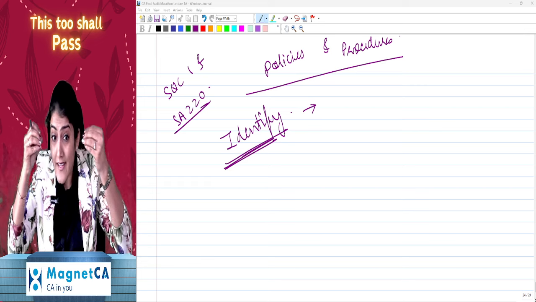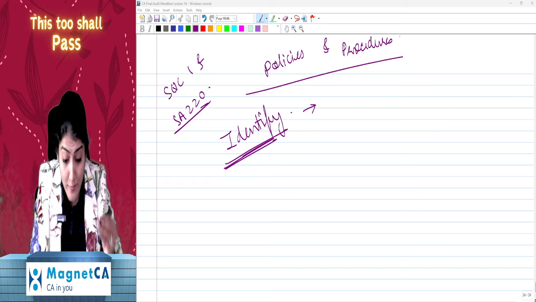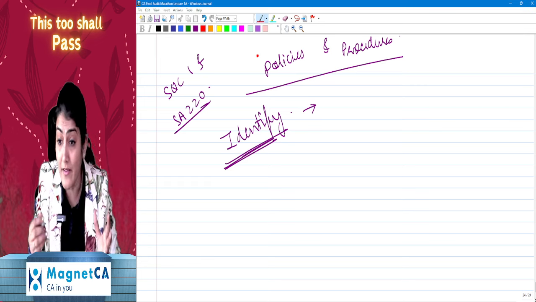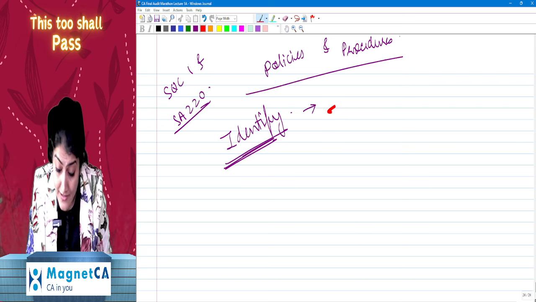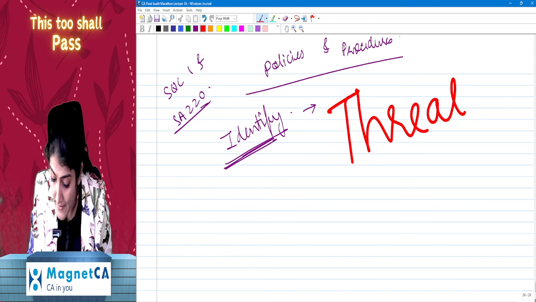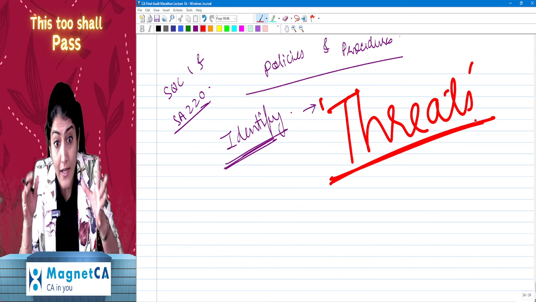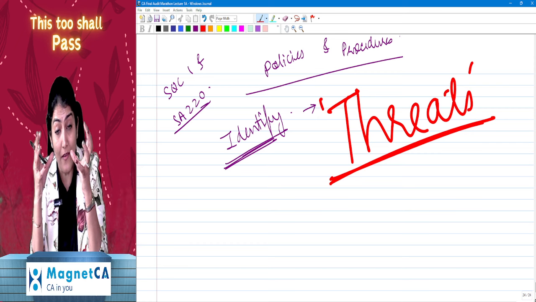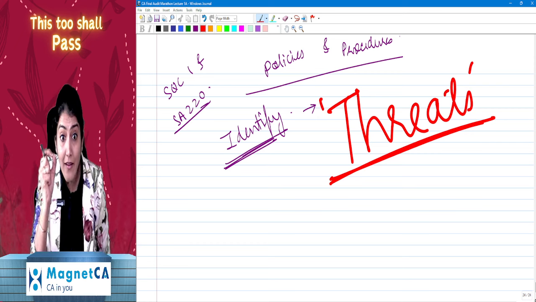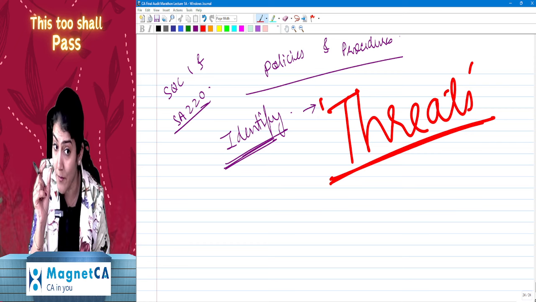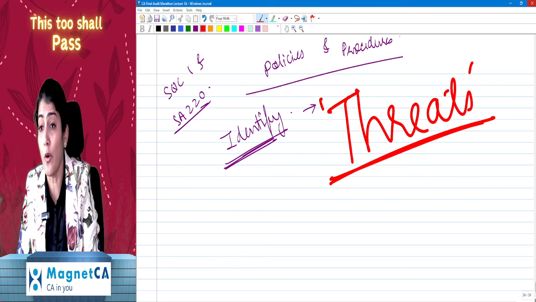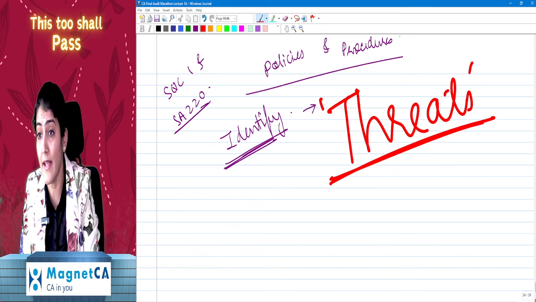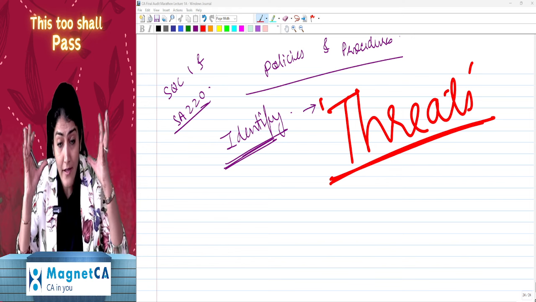Correct. Policies and procedures in the firm to identify whether there are any threats to the independence of the auditor. Any danger, some type of alert. There are concerns regarding the independence of the auditor. So whenever I talk about the term independence, the next term hitting your mind has to be threats.